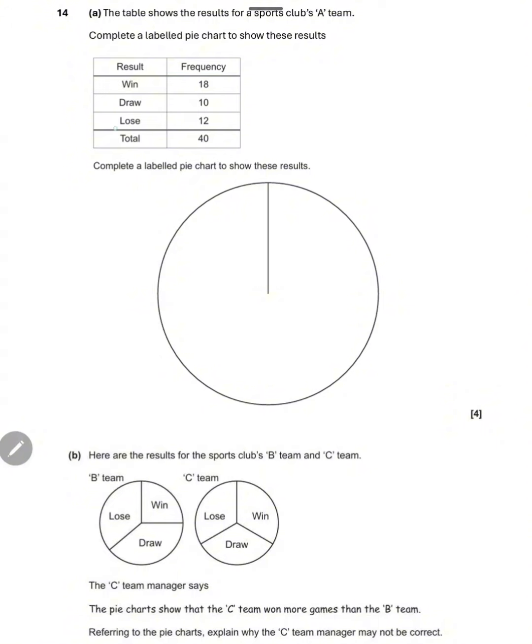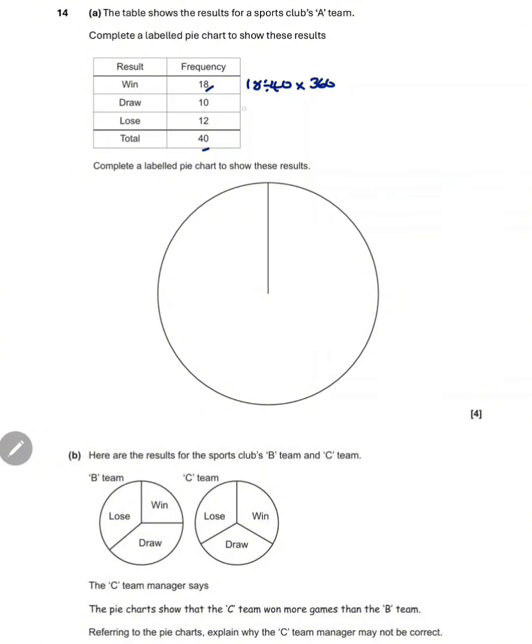So we've got a table showing the results. They win, draw, lose, and then total. And it says complete a labelled pie chart showing this. There's several ways to do this. I don't know which one you'll be more comfortable with. The way I like to do it is to say, well, my total angle is 360 degrees. So I'm going to work out the angle for each of these. I'm going to do 18 divided by 40, 18 out of 40. And then I'm going to multiply by 360.